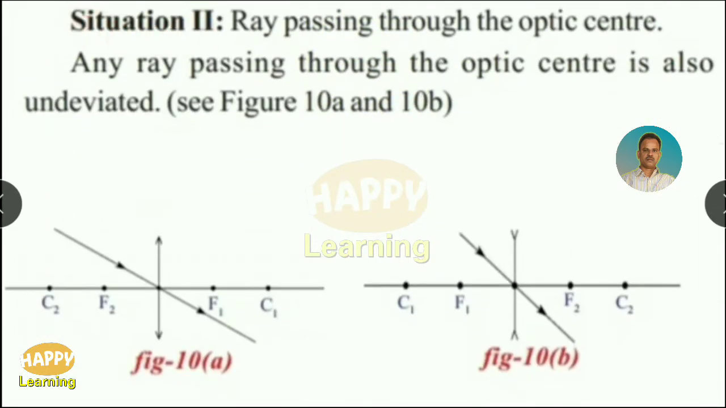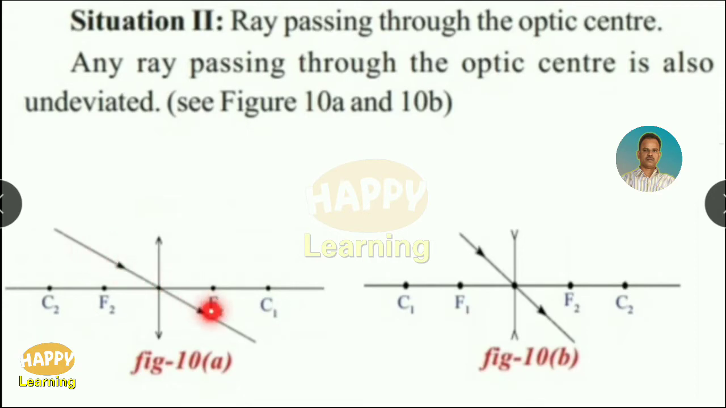Situation 2. Ray passing through the optic center. Any ray passing through the optic center is also undeviated. So here this is a convex lens. This is a ray passing through the optic center. So after crossing the lens also, its path is the same.